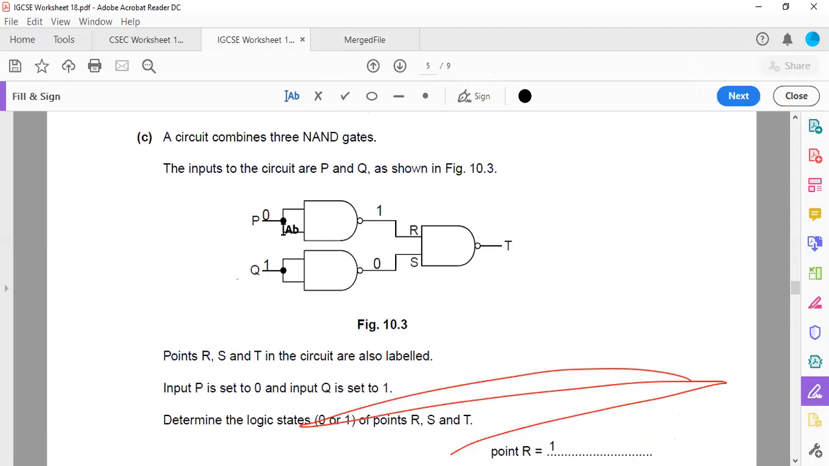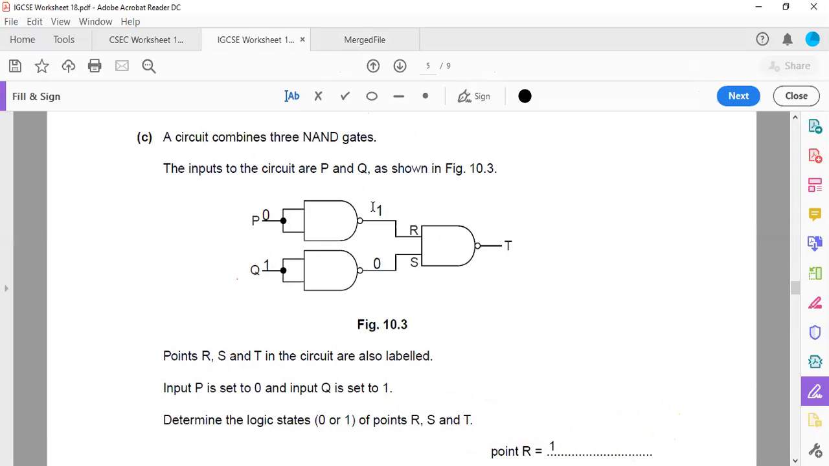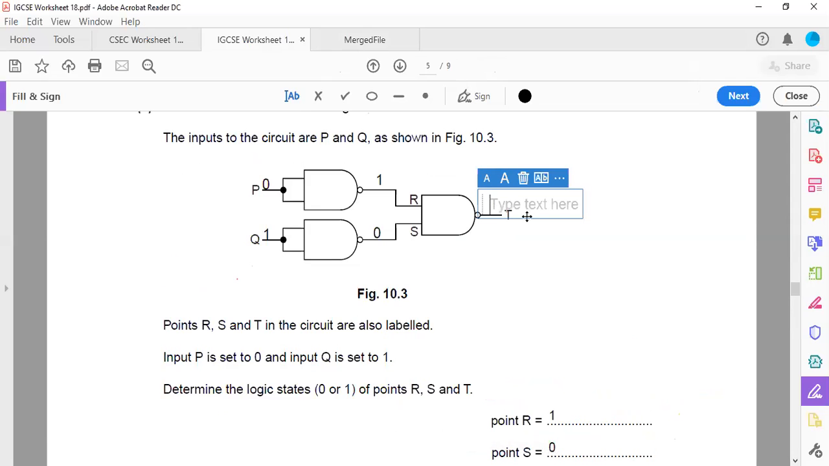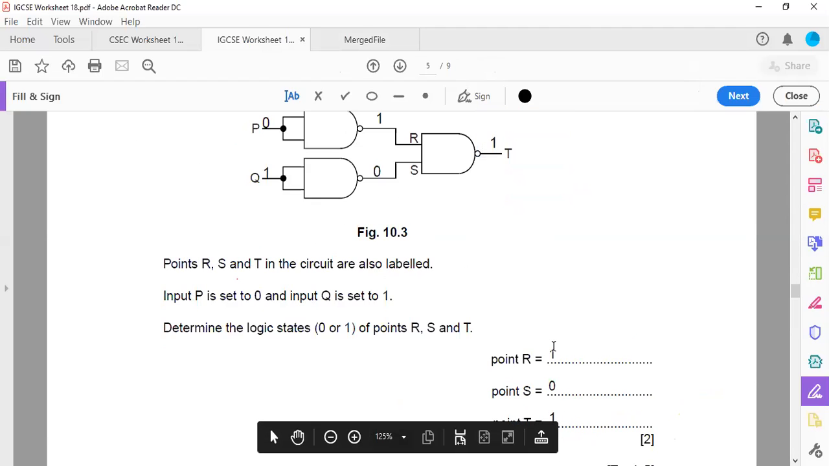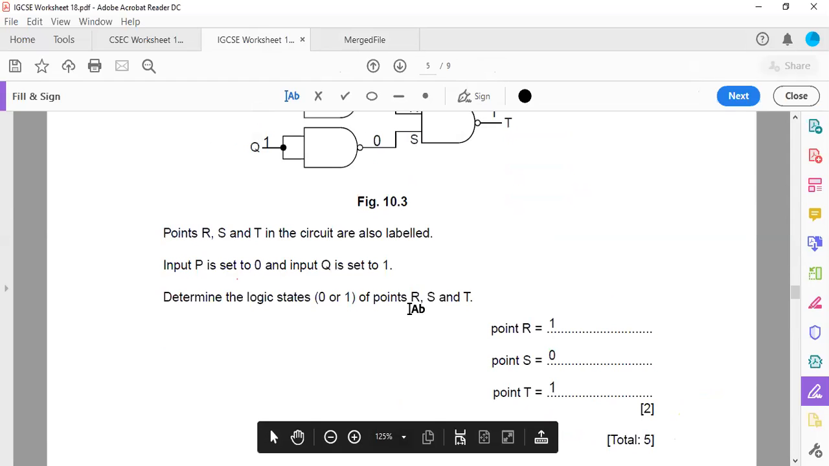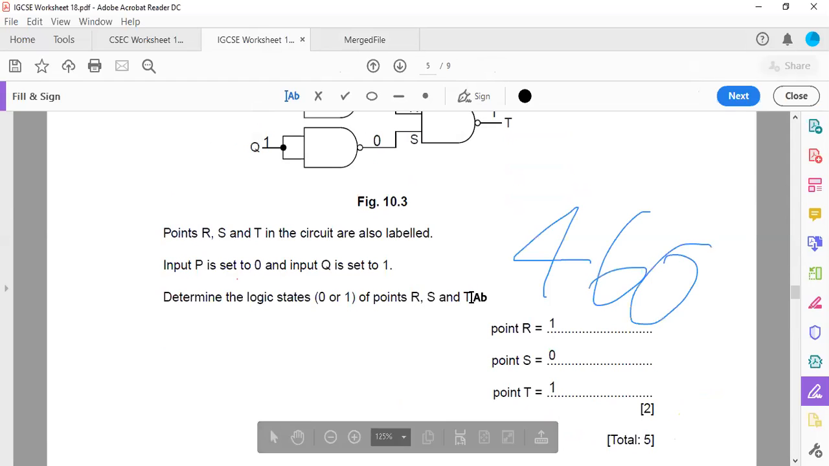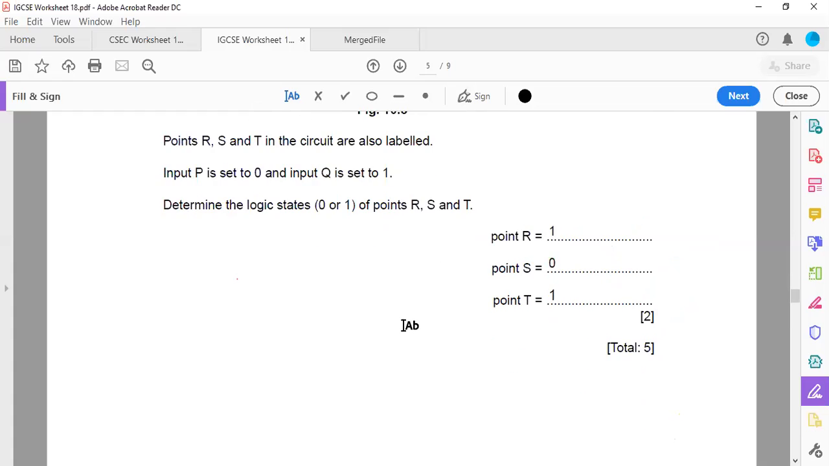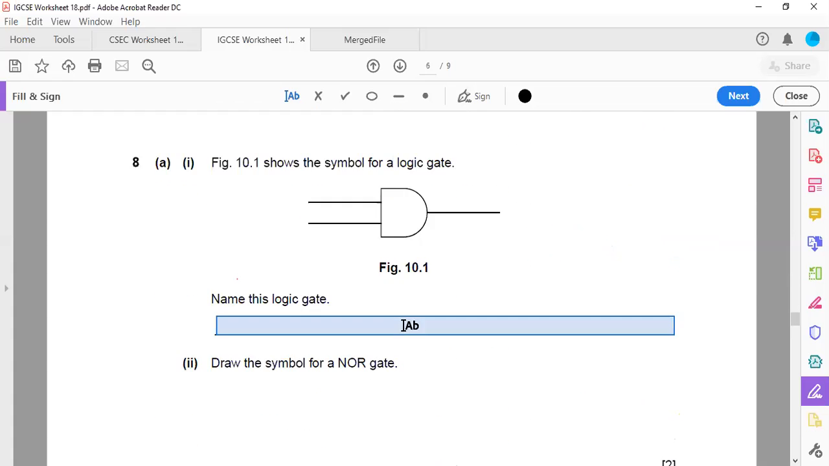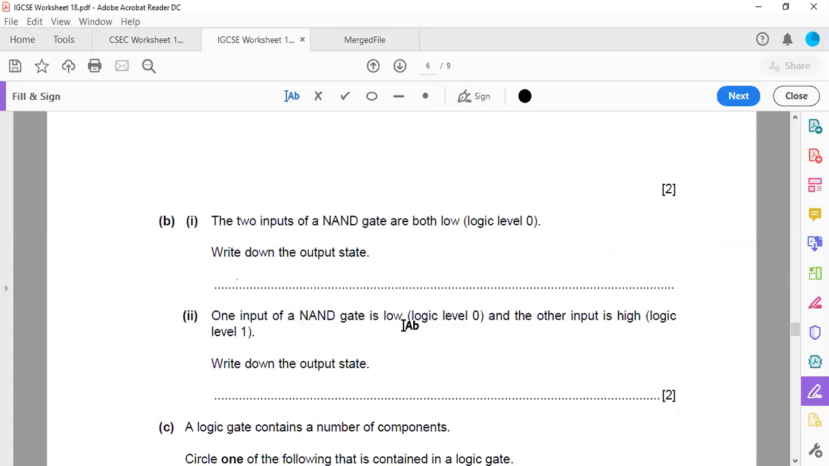So let me go here again. When here is 0 and 0, your output is going to be 1. When here is 1 and 1, your output is going to be 0. So 0 and 1 is going to give you an output of 1, as shown here in the diagram. Good? Everyone okay with understanding how we trace the 1s and 0s? Good. Nice.